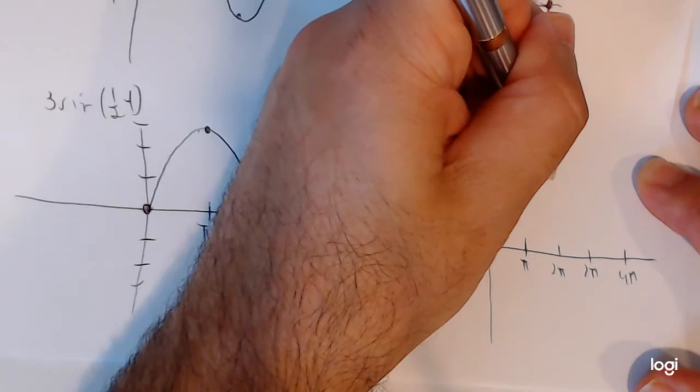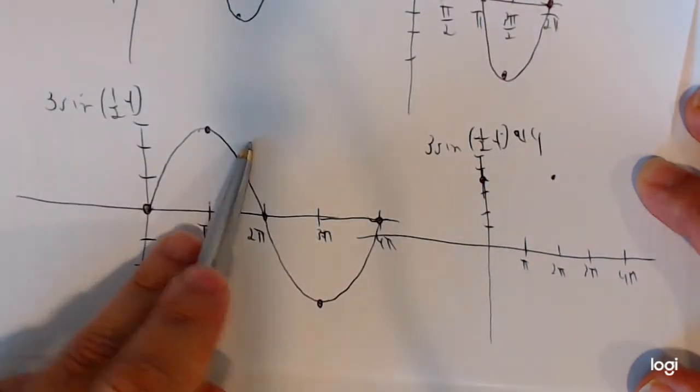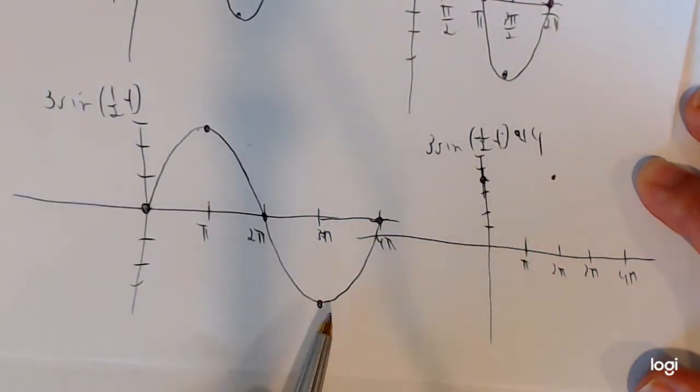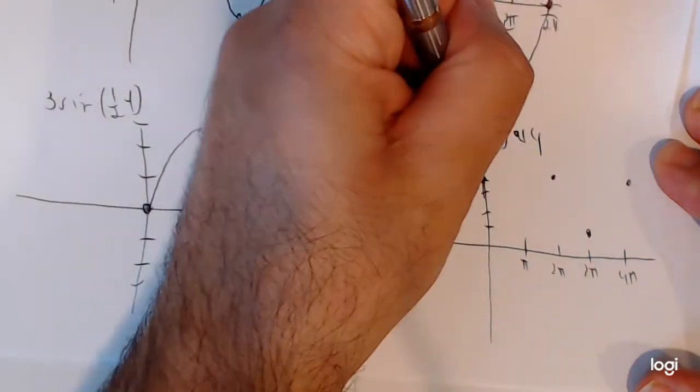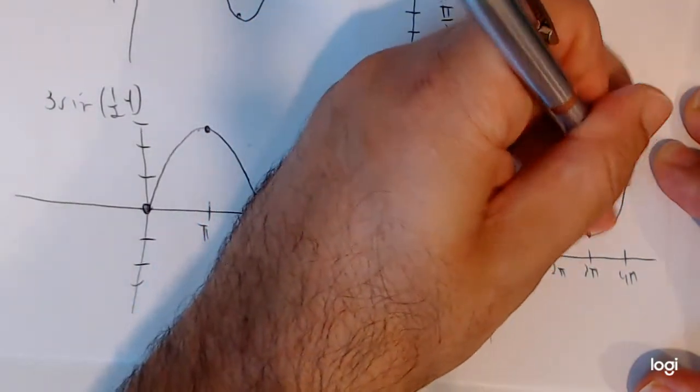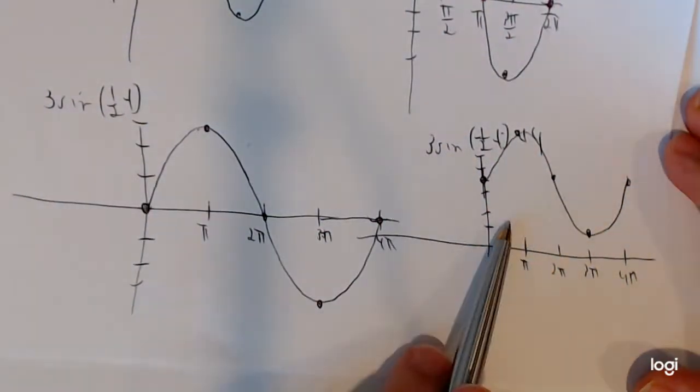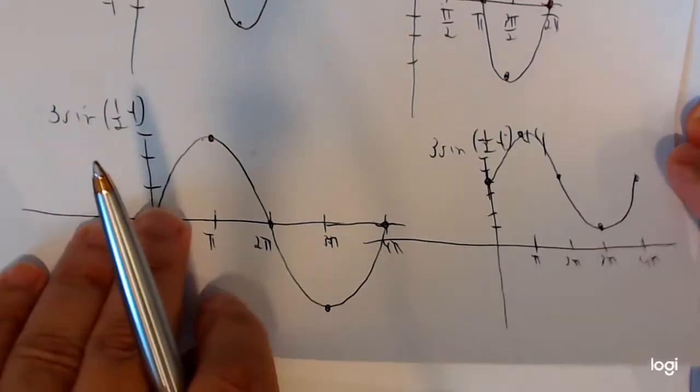I'm running out of space here. At 2 pi, I was 0. If I added 4, it puts me at 4. At 3 pi, I was at -3. But if I add 4 now, it puts me at 1. And at 4 pi, it's 0. So notice how this graph got shifted upwards. And here's my final graph that I was talking about.